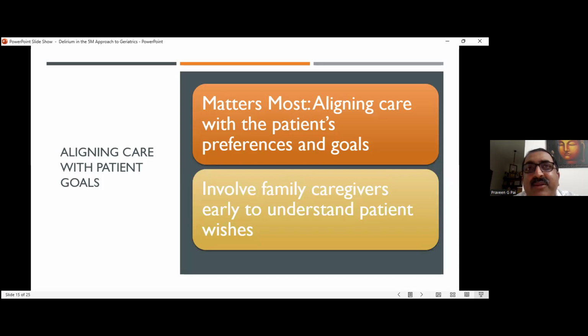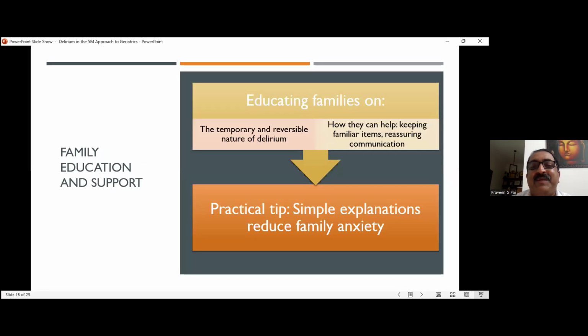A caring or a loving relative or a caregiver can definitely understand what actually the person wishes, what has to be done in a particular situation. Without knowing that, we cannot. So basically, it is a family education or the person's education and support, which is very, very important.